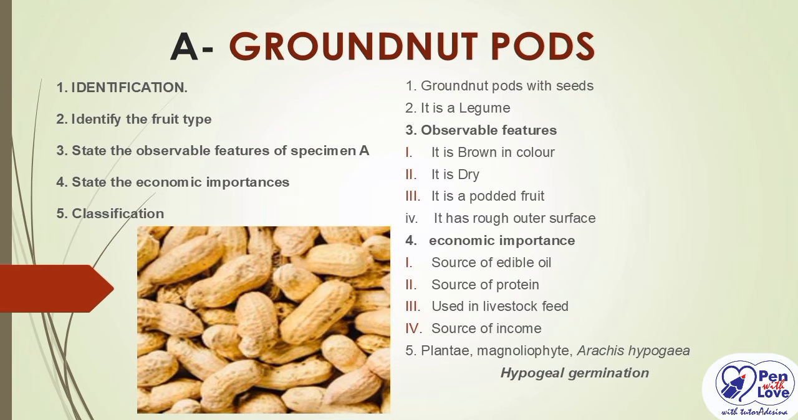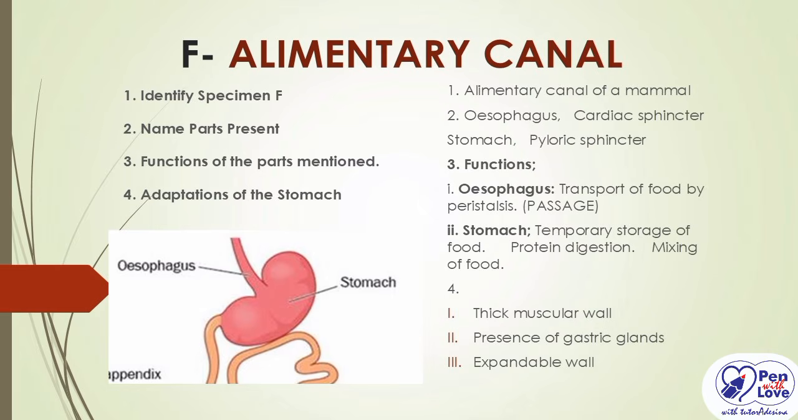Now let's look at specimen F, the alimentary canal of a small mammal. The questions that can be asked under this are listed above on your screen. Identify specimen F, name the parts present in the specimen. They can also ask you the functions of the parts mentioned, and what the adaptations of the stomach of the specimen are.